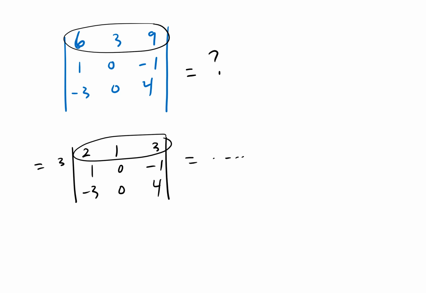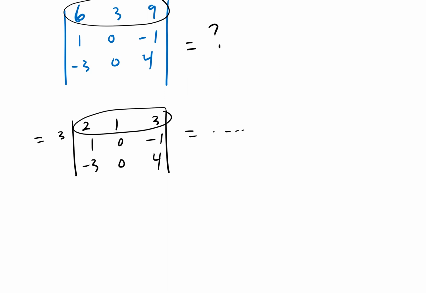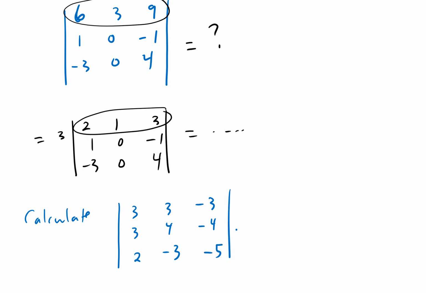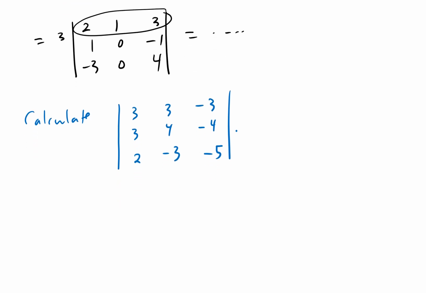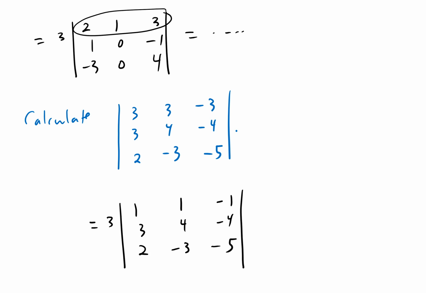Now, another thing to see, let's look at if they ask us to calculate the determinant of this matrix: 3, 3, 2, 3, 3, 2, 3, 4, negative 3, negative 3, negative 4, negative 5. How do we calculate this? Well, of course, you can see the first row has a multiple of 3, so I can take a 3 out. So it's the reverse process of multiplying by a scalar. Here, factoring a scalar out.